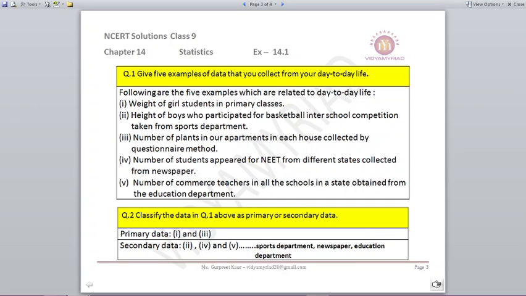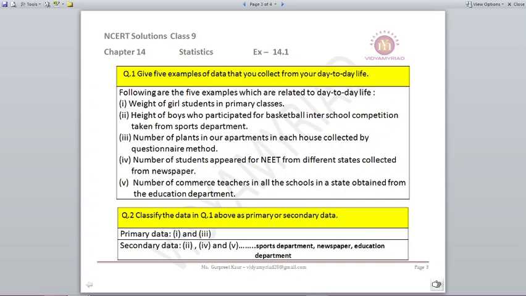Height of the boys who participated for basketball inter-school competition taken from sports department. So its information is already there, it is a second hand information. It is a secondary data. Number 3. Number of plants in our apartments in each house collected by questionnaire method. So we are doing some survey. We have given a questionnaire. So it is a first hand information. So it is taken as a primary data.